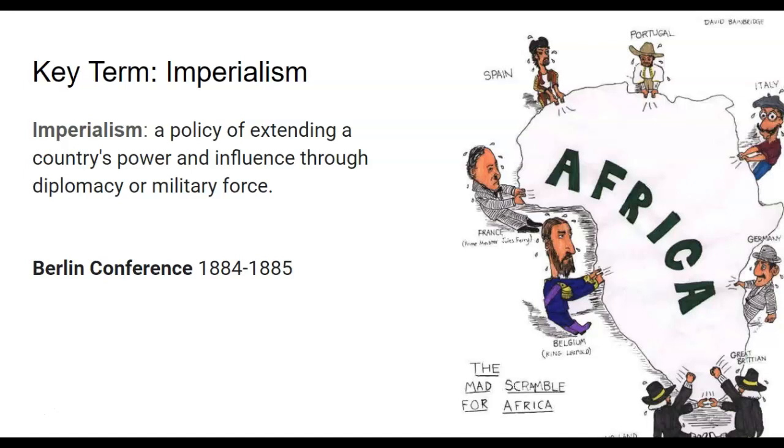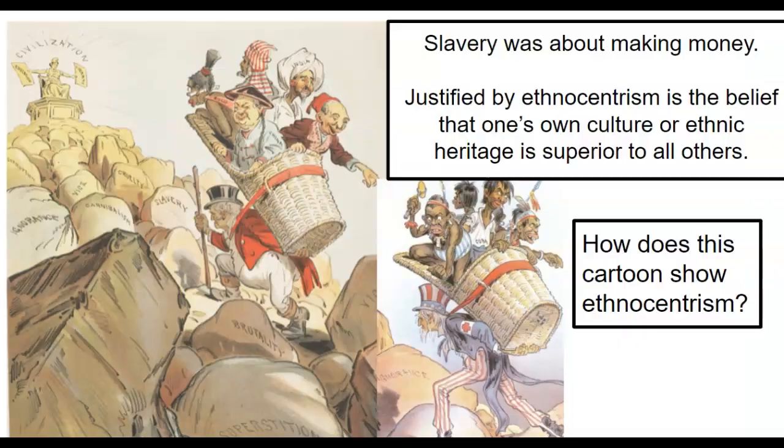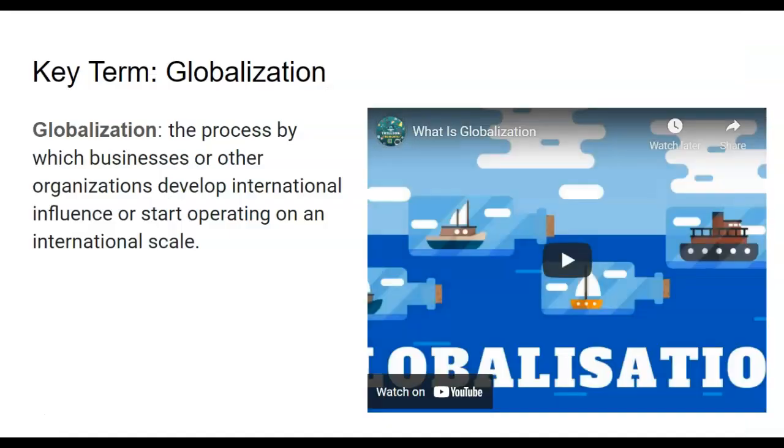It was justified through ethnocentrism. And again, this is all brought on by greed and money and globalization. So those are your key terms: imperialism, ethnocentrism, and globalization. All right, we'll get started on this next unit.